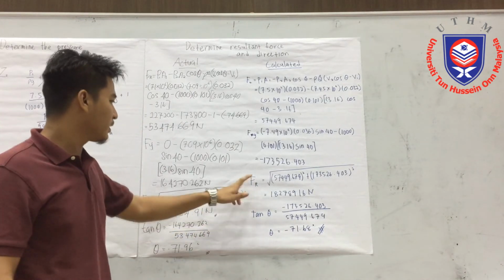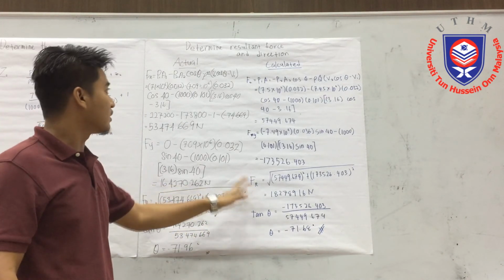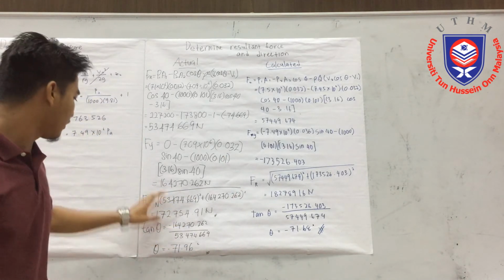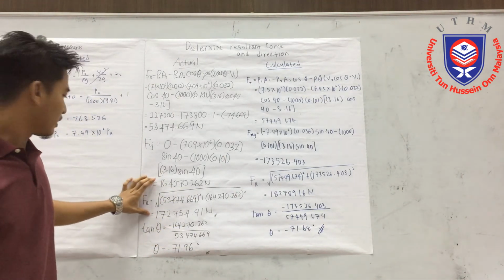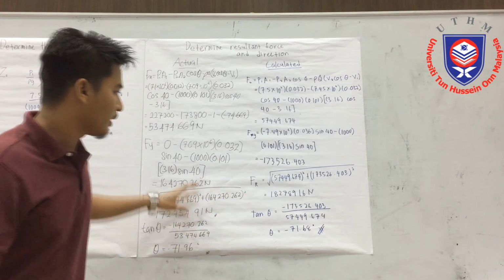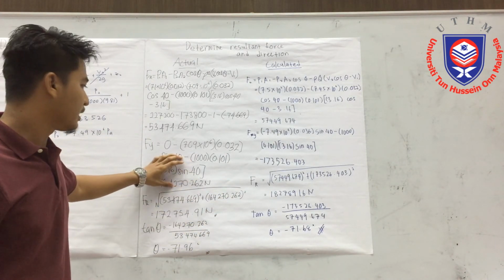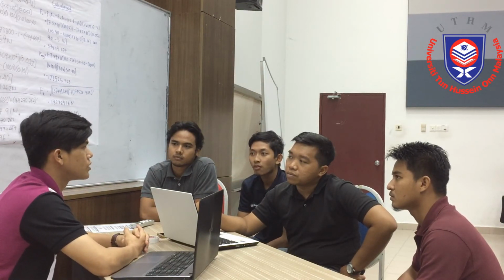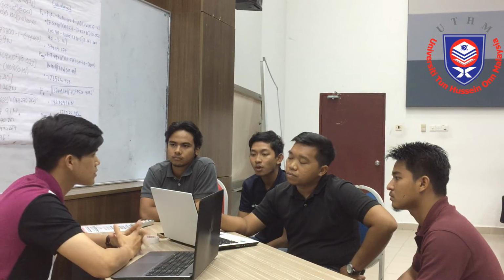Okay, for the conclusion, we get that the Fr of calculated is bigger than the Fr of actual. That makes the pipe burst and leak. Okay, guys, we are going to end the forum. So now I want you to discuss what we got about your final project.